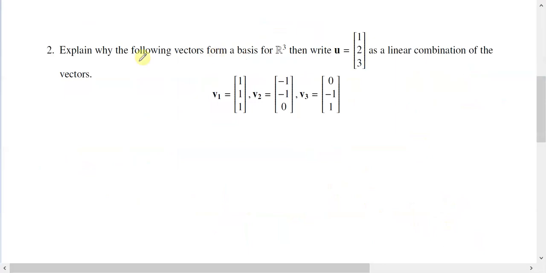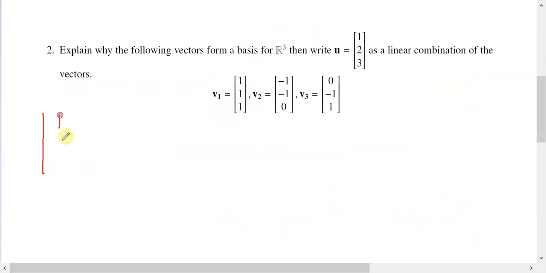Okay, here we've got a situation where we're given 3 vectors, and we're told that they're a basis, but explain why they form a basis. Well, to be a basis in R3, we need exactly 3 vectors. Can't have more, can't have less, or it wouldn't be a basis, so that's part of the explanation. And they have to be linearly independent.